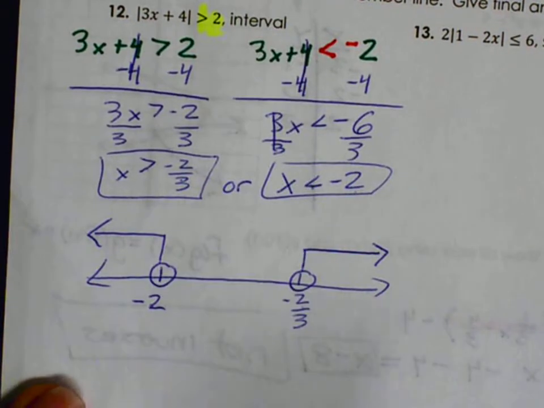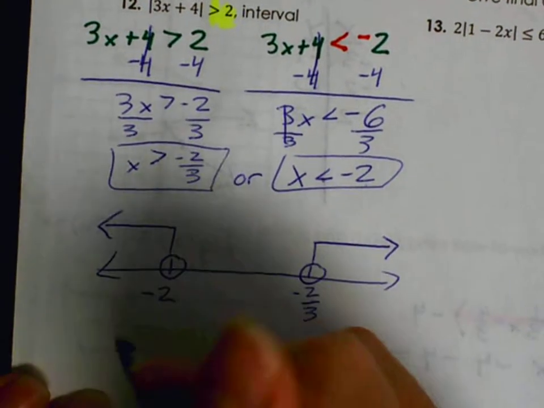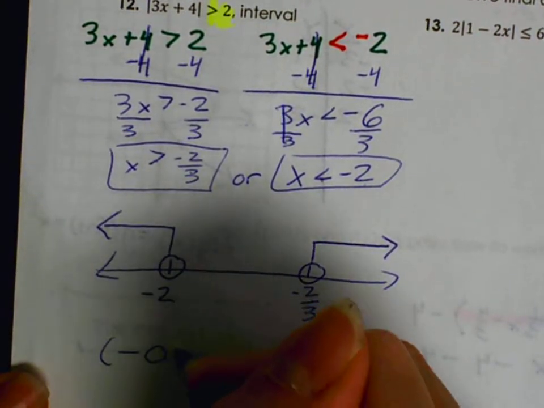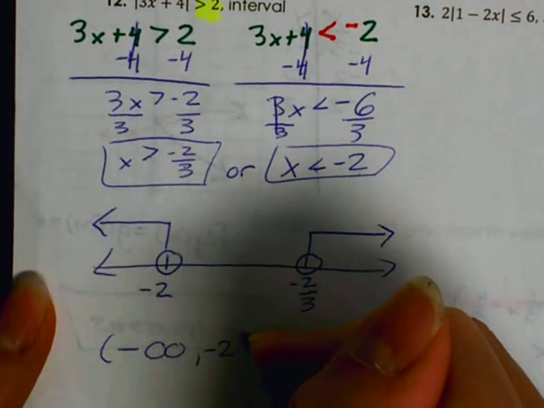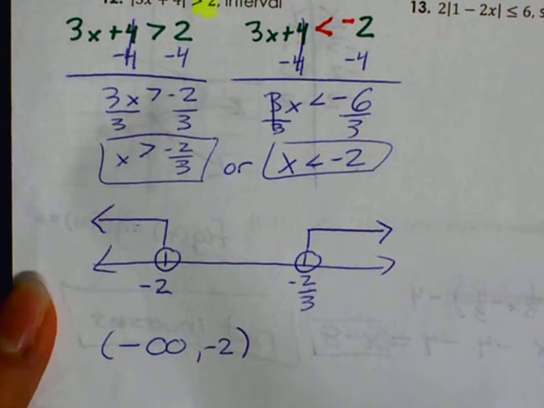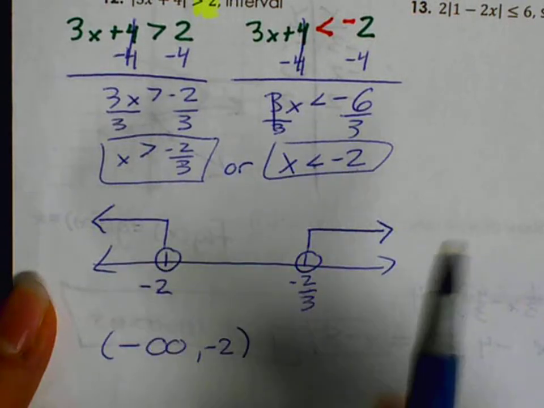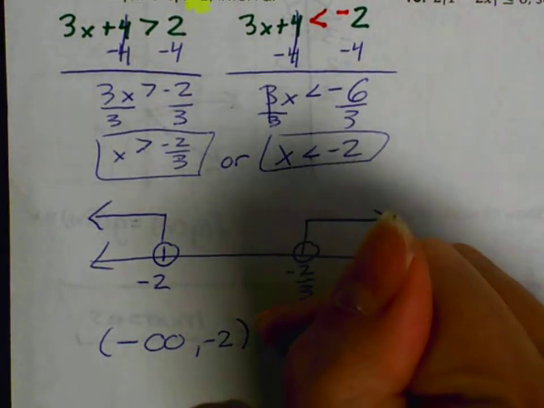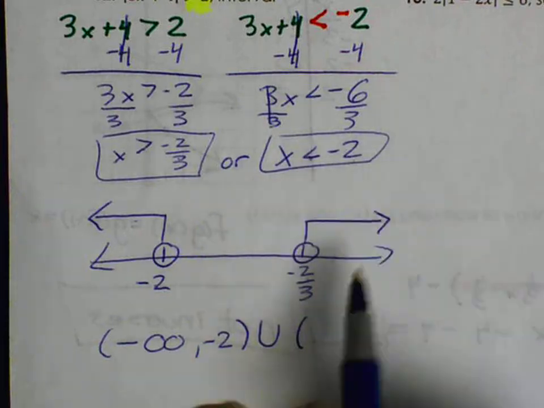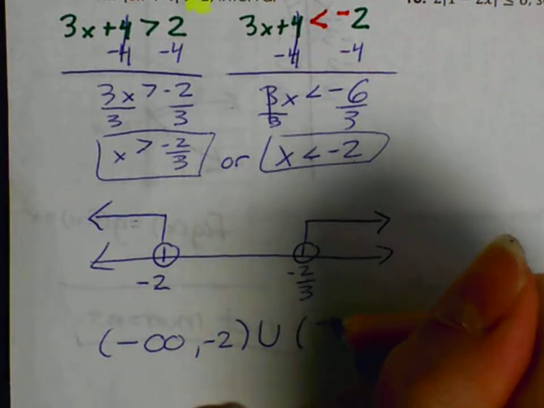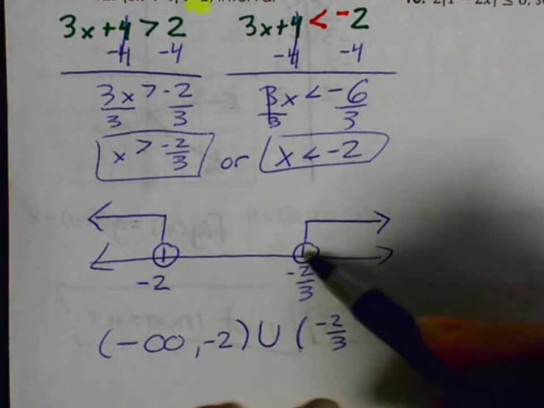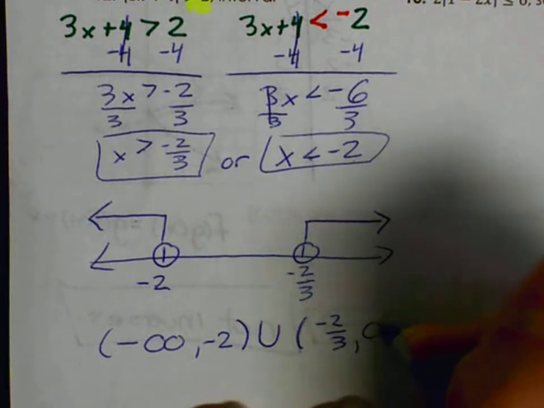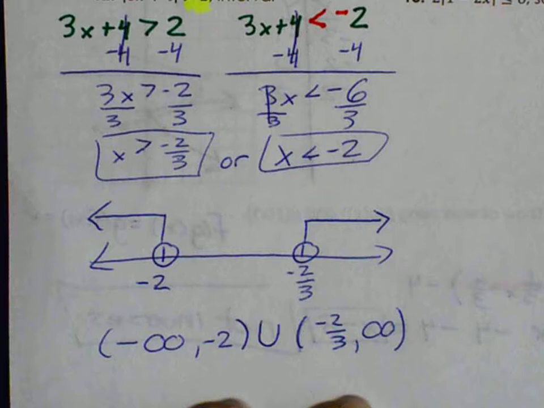This one's interval notation. So if I'm at the left, I'm all the way to negative infinity, and I stop at negative 2. And it's parentheses, not brackets, because I'm not including negative 2. It's an open circle. And I'm joining it with this set here, which I start at negative 2/3. And again, it's parentheses because it's an open circle. I'm not including it. And this one goes all the way to positive infinity. So that's number 12.